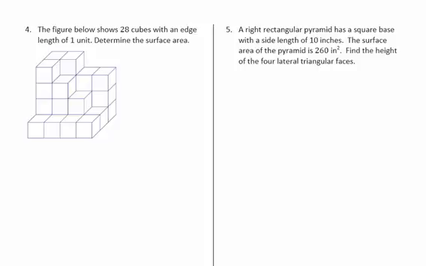On to the next page, question number 4 gives us a figure, and there's 28 cubes, and each one has a length of 1, which isn't too bad. So what we're going to do is count the top of the cubes that are sticking out. So if you notice the top, that's 3, 4, 5, 6, 7, 8, 9, 10, 11, 12. And the bottom would be all of them. And you'll notice it's 3 by 4. So 3 times 4 is 12.